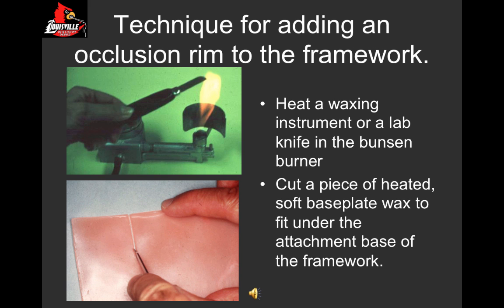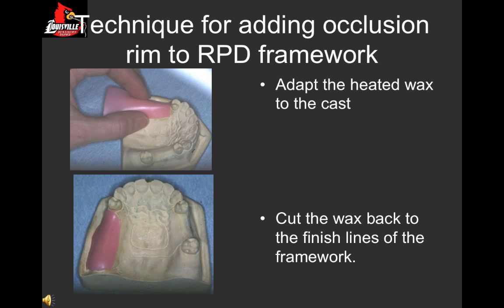First, heat your wax a little bit in the Bunsen burner, and then heat a waxing instrument or a lab knife in the Bunsen burner and cut a piece of the heated soft base plate wax to fit under the base attachment of the framework. Adapt the soft wax to the cast in the areas right below the base attachment. Cut the wax back to the finish lines of the framework.